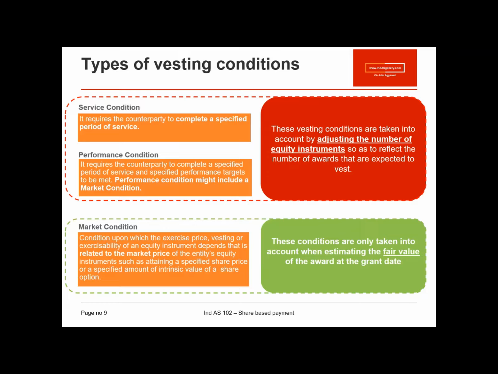Then we have a performance condition. That means performance conditions are those conditions which are linked to the performance of the company or the employees, right? Some examples of performance conditions can be a sales target, or let's say a PBT of that particular company, or EBITDA margin of that particular company. Okay. Now, when I talk about PBT or EBITDA margin, this is related to the performance of that particular company. When I talk about the sales target, it can be related to the performance of that particular employee.